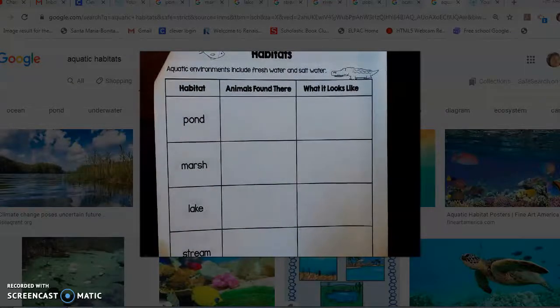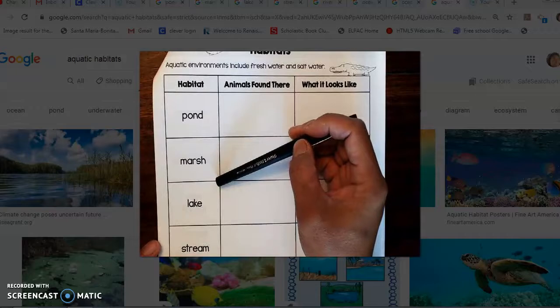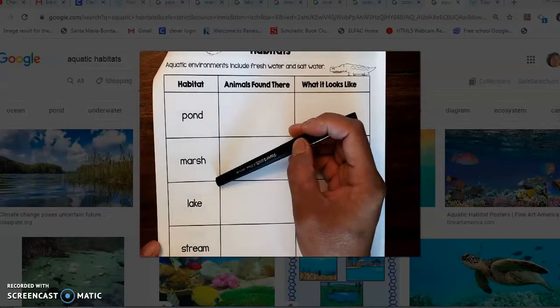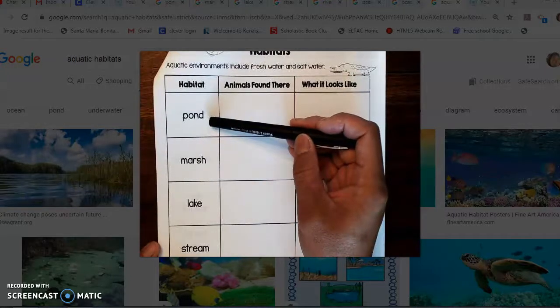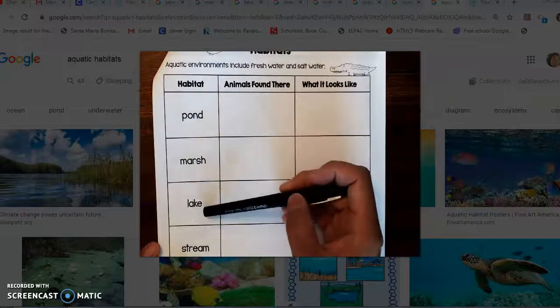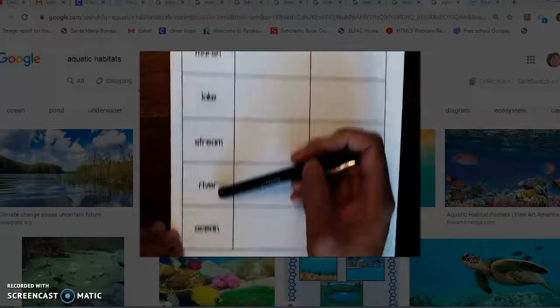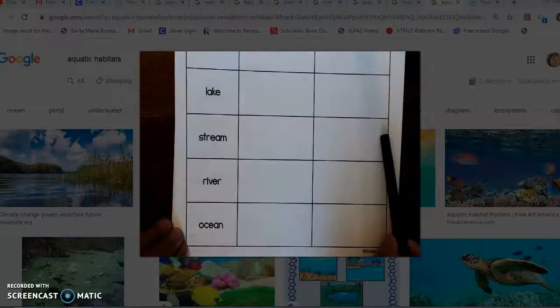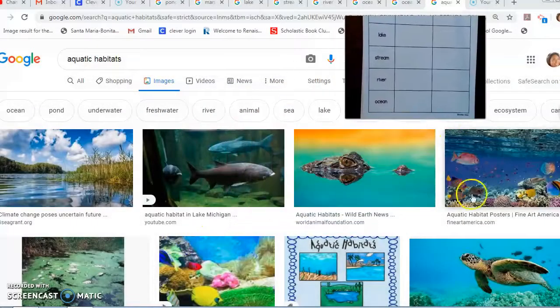Now, I'm going to read those habitats off to you, and then I'm going to show you some pictures of aquatic habitats, and you tell me, what do all of these habitats have in common? Pond, marsh, lake, stream, river, and ocean. Here's a look at some aquatic environments.